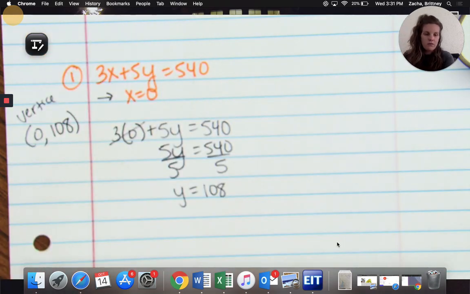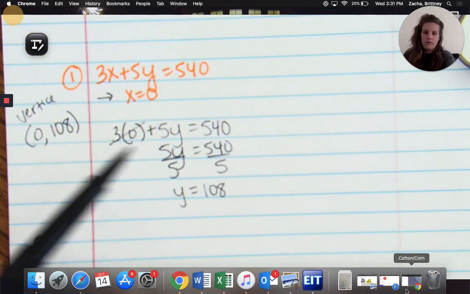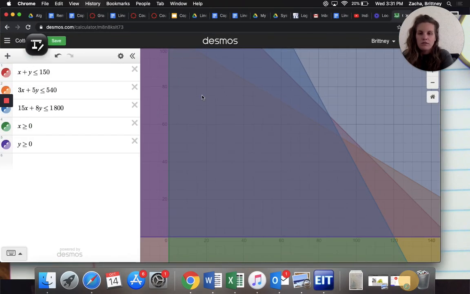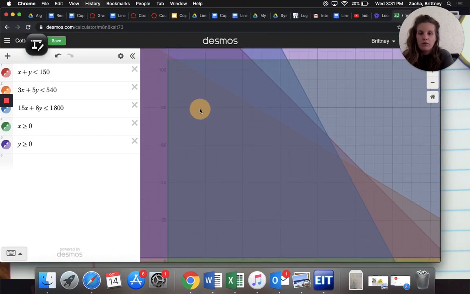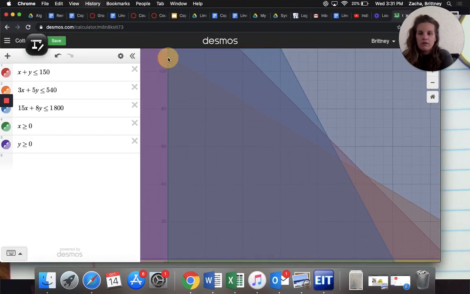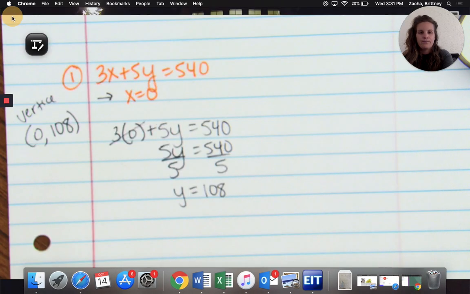And then check with Desmos. I'm cool with y'all. As long as you have the work, the math work to prove it, use this to make sure that you got it right. So we can go up here, click that vertex, and notice it says 0, 108. So we proved Desmos to be right.